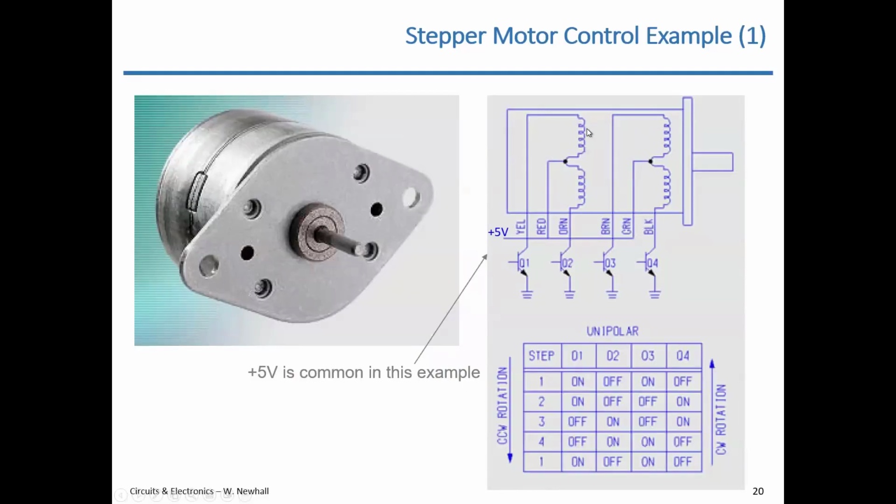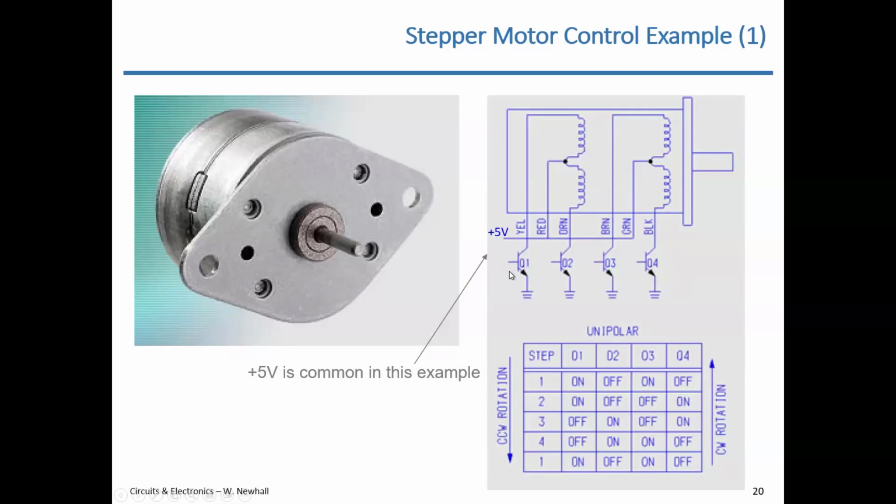And if I want to energize this upper left coil, I would ground the yellow. If I want to energize the lower left coil, I would ground the orange wire. If I want to energize this coil upper right, I would ground the brown. If I want to energize this lower right coil, I would ground the black. Since 5 volts is common, I'm grounding the wires, the coils that I want to energize. I'm doing that here with transistors Q1 through Q4.